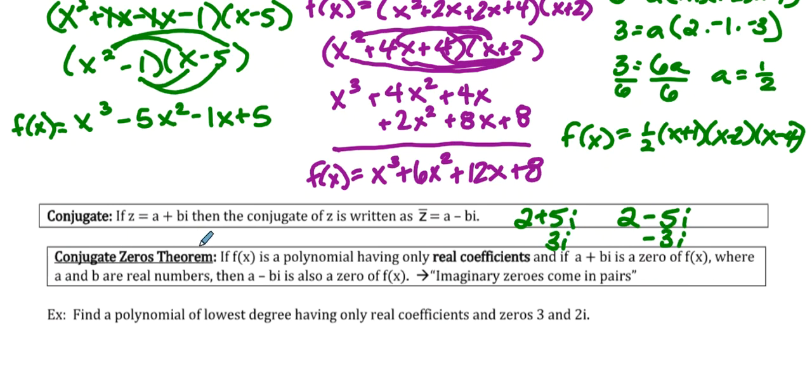The conjugate zeros theorem says that if a polynomial has one zero that's imaginary, the conjugate of that imaginary is also going to be a 0. And imaginary zeros always come in pairs. You can't have just one imaginary 0. If you think about the quadratic formula, when you solve it and you get an imaginary answer, that comes from the square root of a negative, and there's always a plus or minus. So the plus is creating one of your imaginary zeros, and the minus is creating the other imaginary 0.